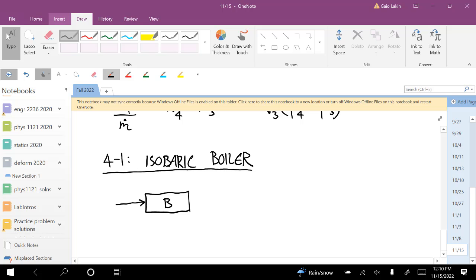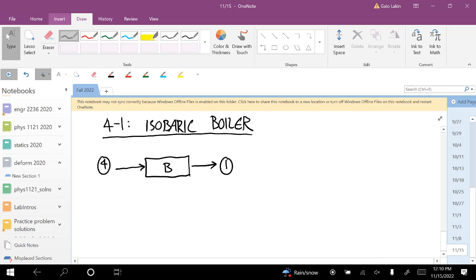We have compressed liquid going into the boiler from the left in this picture. That's state 4. And we have saturated vapor coming out at state 1 on the right in my figure. And the equation for Q dot over m dot is h1 minus h4.